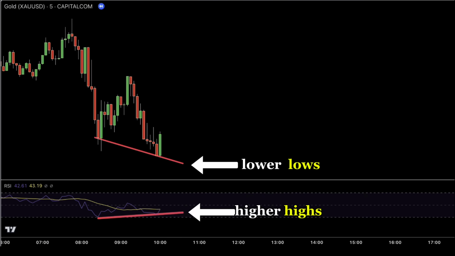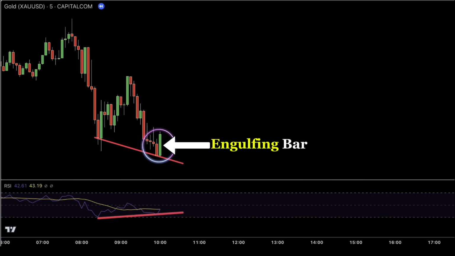Divergence alone isn't enough. We need price action to back it up. And right here, we get it. A bullish engulfing candle forms. That's your confirmation that buyers have taken control. Now that everything lines up, it's time to take the trade.